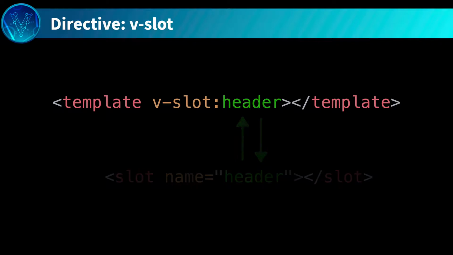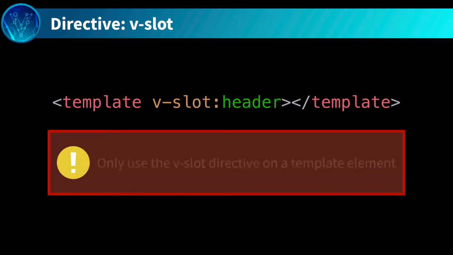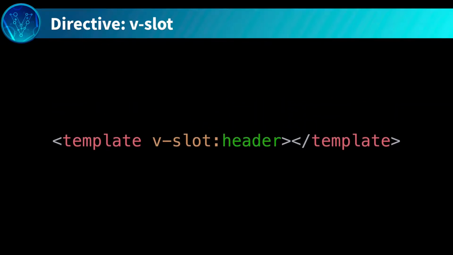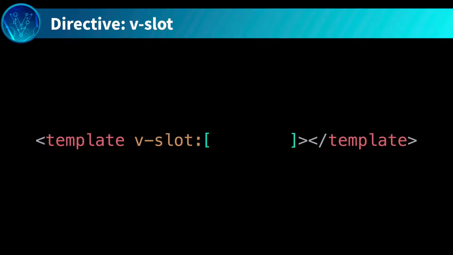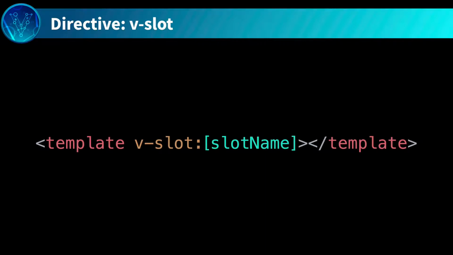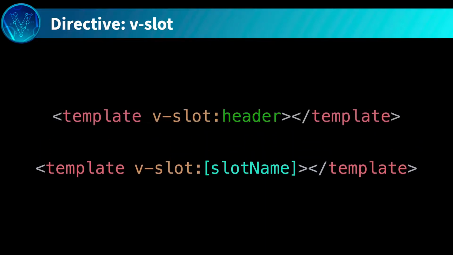Unlike other directives though, one caveat to remember is that the v-slot directive should only be used on the template element. In addition, in the event you need to programmatically set your slot name, this can be achieved by wrapping the slot name variable in square brackets. To compare and contrast the two, here's what it looks like when you're just using a static string to define the v-slot slot name versus when we want Vue to interpolate our slot name as a JavaScript variable.